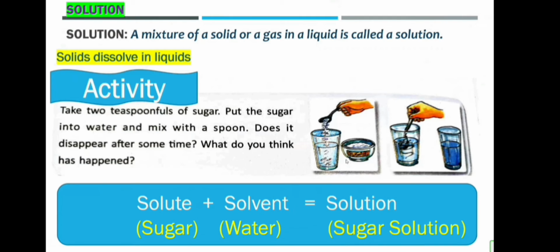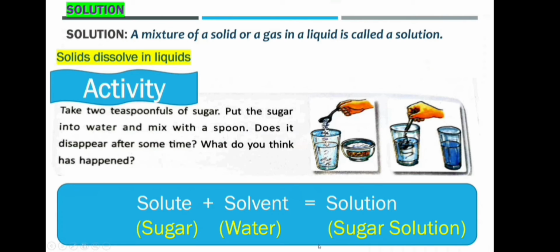When a solid is dissolved in a liquid, they form a solution, and in this state sugar is a solute and water is a solvent. So together they make a solution of sugar. Soluble means that they mix well. So sugar is soluble in water.